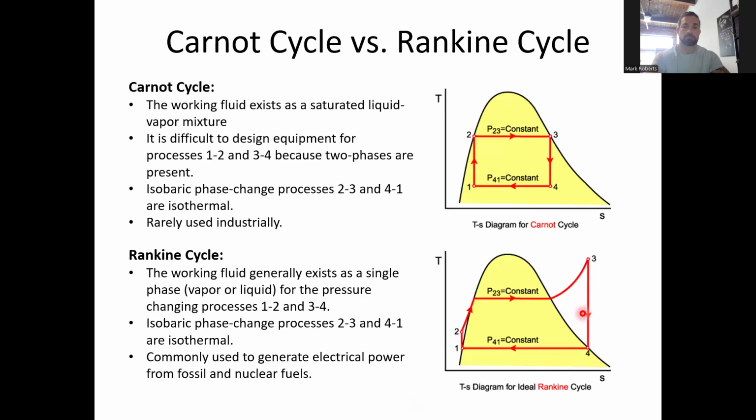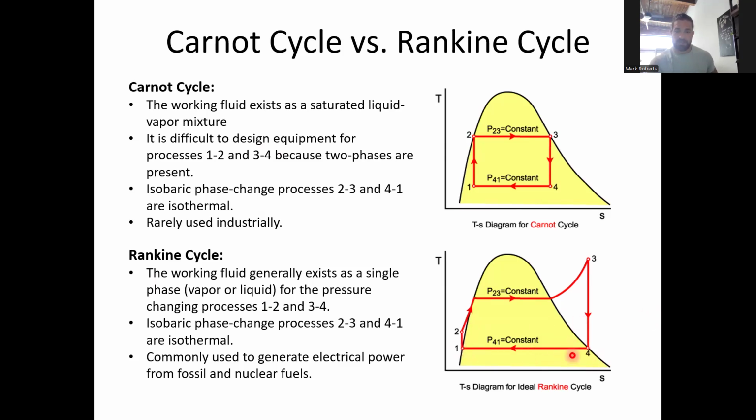So if we compare these two processes, the Carnot cycle is rarely used because the fluid would have to exist as a liquid vapor mixture. The Carnot cycle would only work inside this vapor liquid envelope, for whatever the working fluid is in that process. The Rankine cycle is similar to the Carnot cycle. I mean, we almost have a little square right here, but it's modified a little bit so that we only have to work with a single phase.